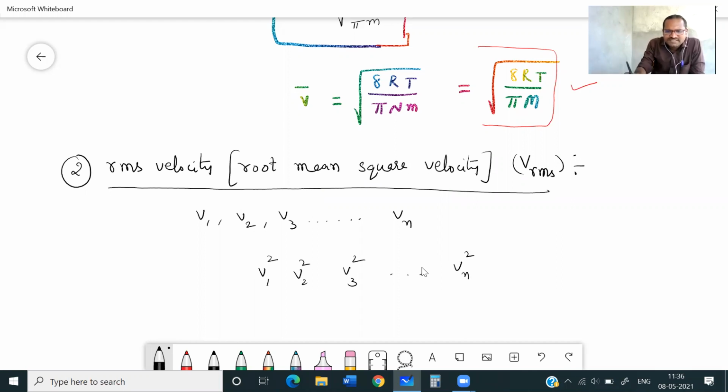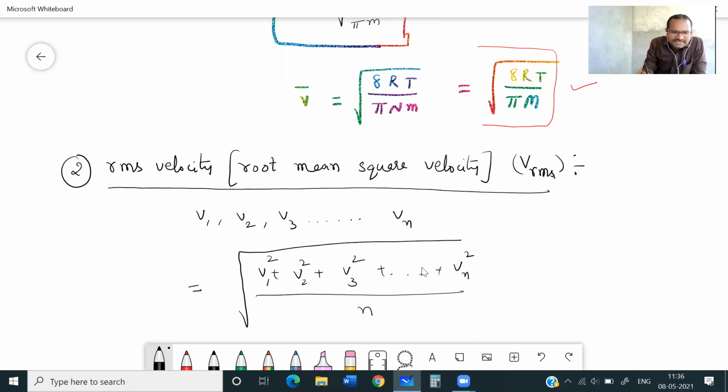S means square. Then take the mean, which means add all and divide by n. First we have squared, then we have taken the mean, and now you take the root. This is called VRMS velocity.